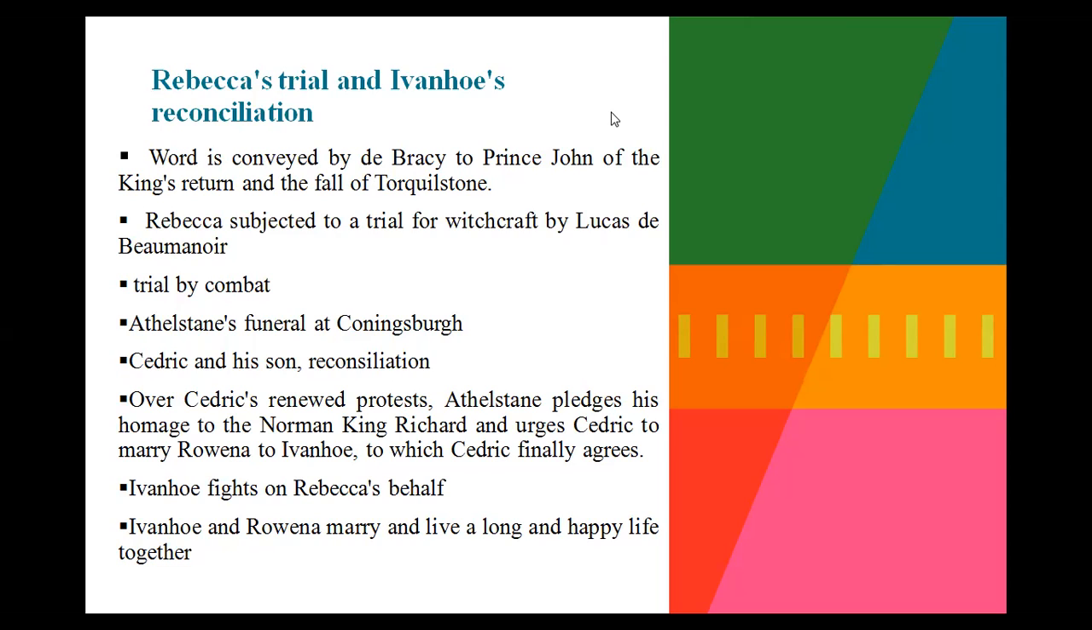Now here Gilbert helps Rebecca and prompts her to ask for trial by combat. The trial by combat is a kind of fight between two champions from both sides, and whoever wins, the judgment would be based on that. So on Rebecca's side, Ivanhoe comes and fights for her, and in this fight, Gilbert dies. Okay, and in this, Rebecca is rescued.